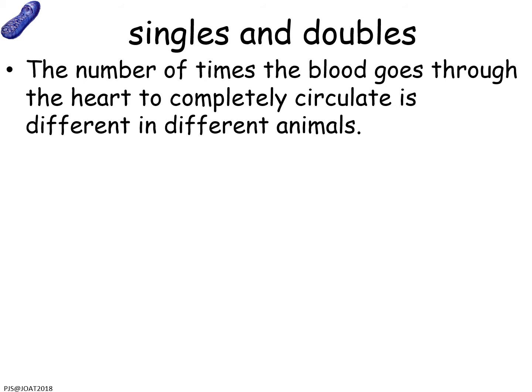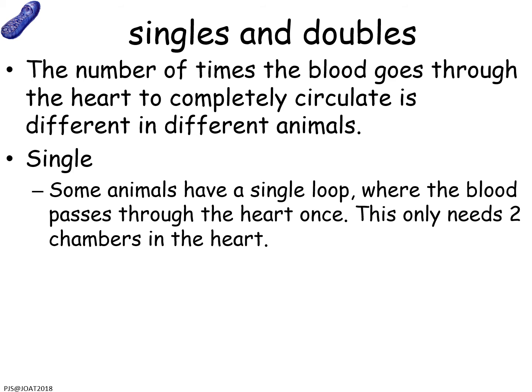The number of times you go through the heart to completely circulate is either a single or a double. If it's a single, it means they go through the heart once, so the blood is literally going around just in one loop. That's only going to need 2 chambers, because you're just going to need to collect the blood and then pump the blood.